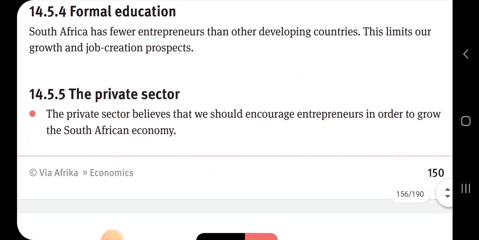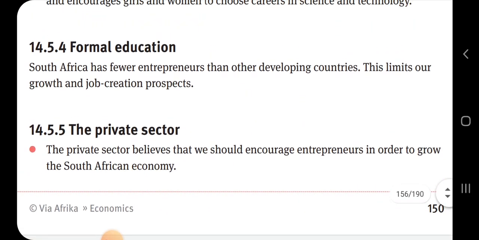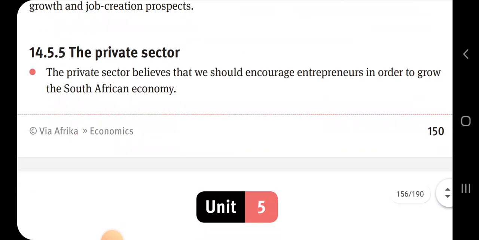Let's talk about entrepreneurship education as well. South Africa has fewer entrepreneurs than other developing countries. This limits our growth and job creation prospects. So the more entrepreneurs we have, the more economic prospects we will have. Let's talk about the private sector. The private sector believes that we should encourage entrepreneurs in order to grow the South African economy.